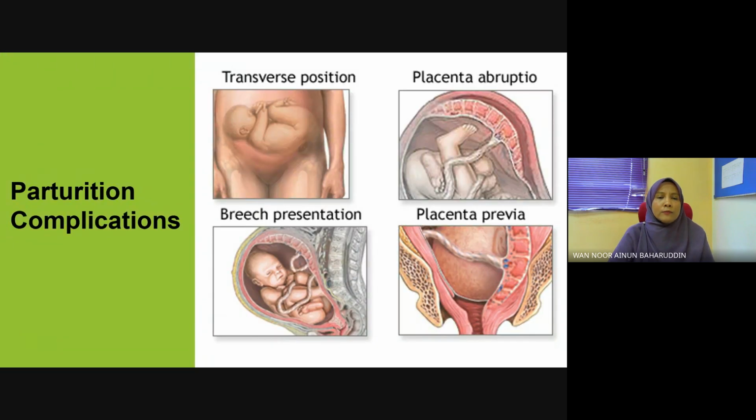Okay, there are also some complications for some of those who are giving birth. For example, transverse position means the baby's head is not at the part of the cervix. Placenta abruption means the placenta itself abrupts. Placenta previa means the placenta is not matured enough and it remained in its level. And then breech presentation, where the umbilical cord is coiling over the baby.